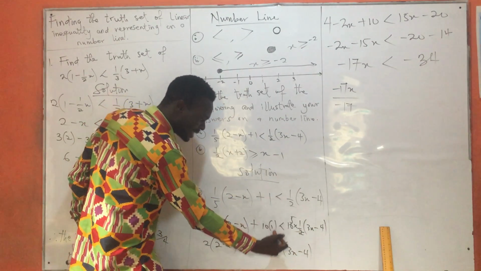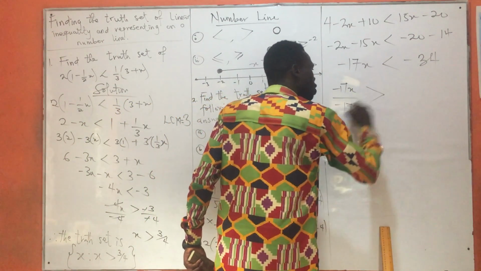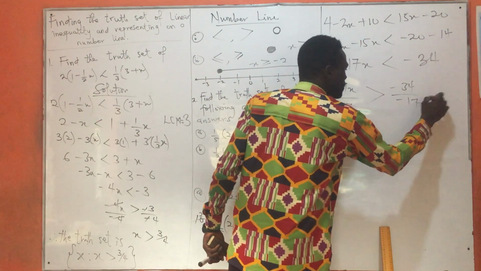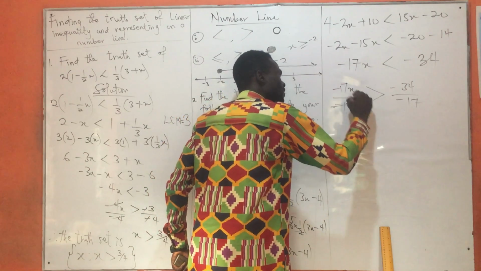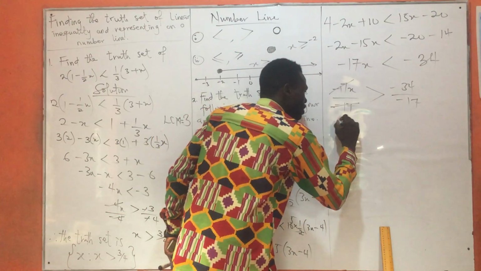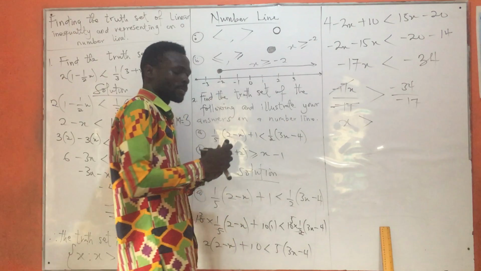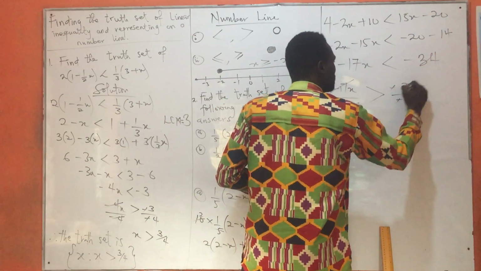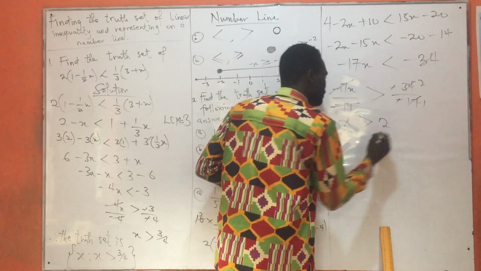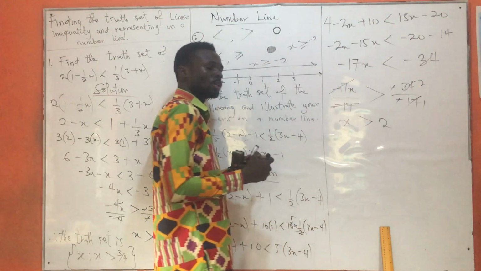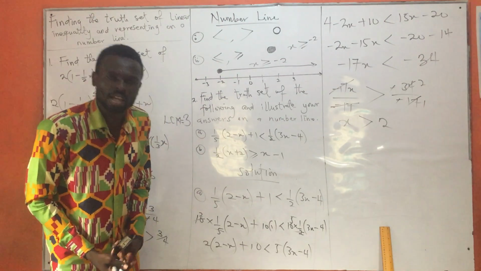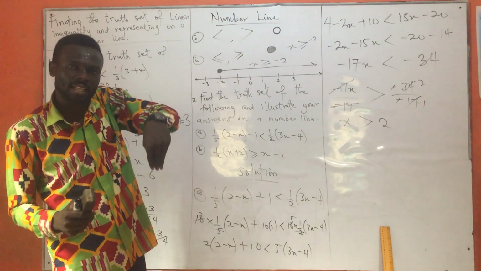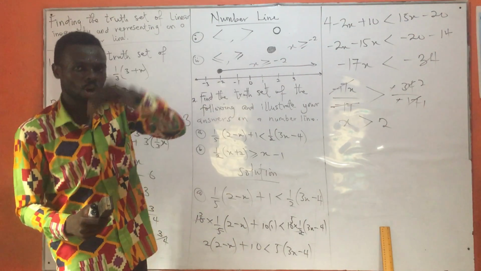We began with the less than. So it becomes what? Greater than, which is negative 34 over negative 17. So negative 17 will cancel negative 17. Now you have x is greater than what? Let's cancel out. 17 here 1, 17 here 2. So we have x is greater than 2. The question did not say find the value of x and rest. No. It says find the truth set and represent your answer on the number line.